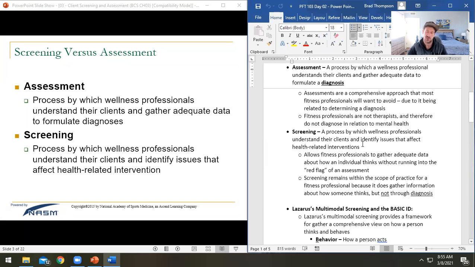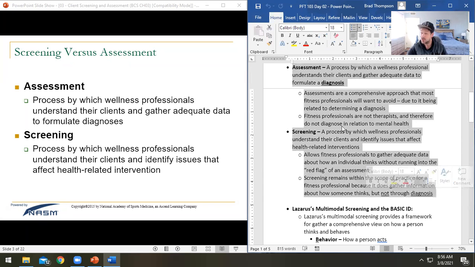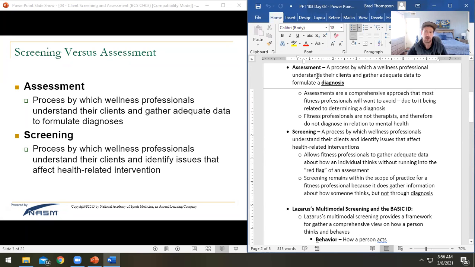If we know that it's really important to understand where someone is in the stages of change, how do we figure out where they are? Well, this is where the ideas of assessments and screenings come in, and there is a slight difference between the two. An assessment is a process by which a wellness professional understands their clients in order to formulate a diagnosis.